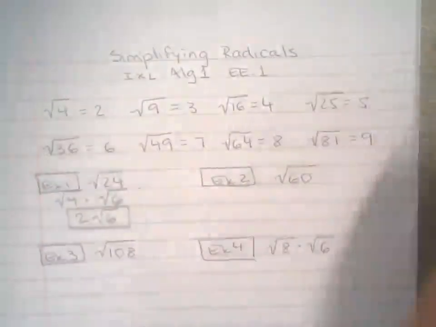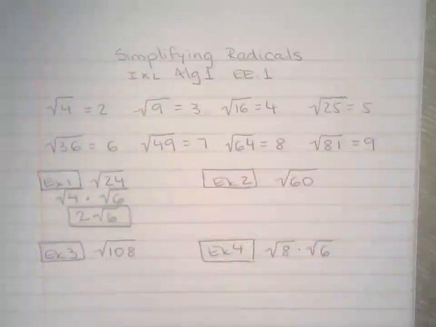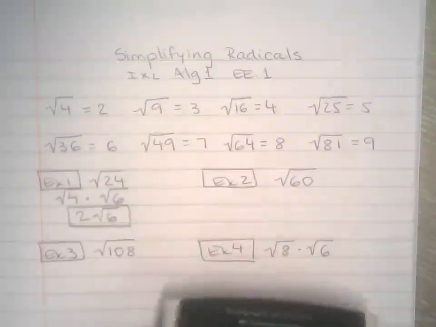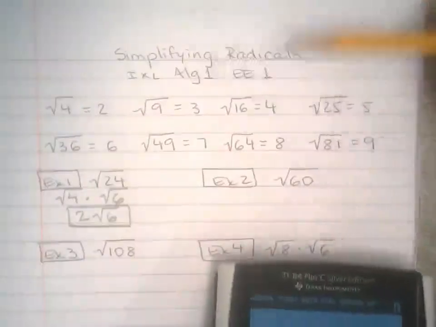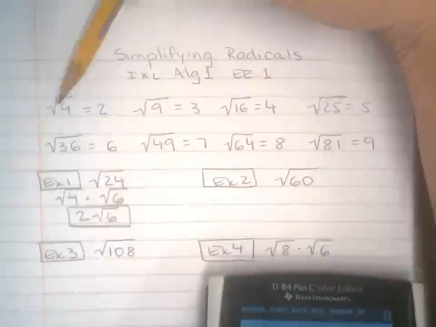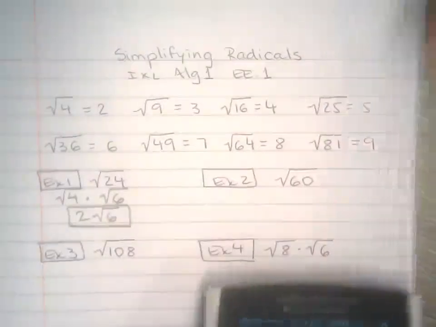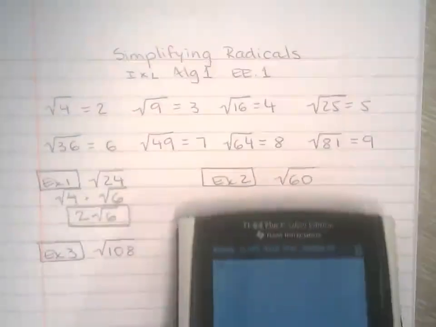Another one. So we're going to do square root of 60. I know you want to divide 60 by 10. 10 is not a perfect square. I know you want to divide 60 by 6. 6 is not a perfect square. So focus on the mission here. We need to divide by one of those perfect squares. And I'm going to try to divide that by 4, because I know it works.